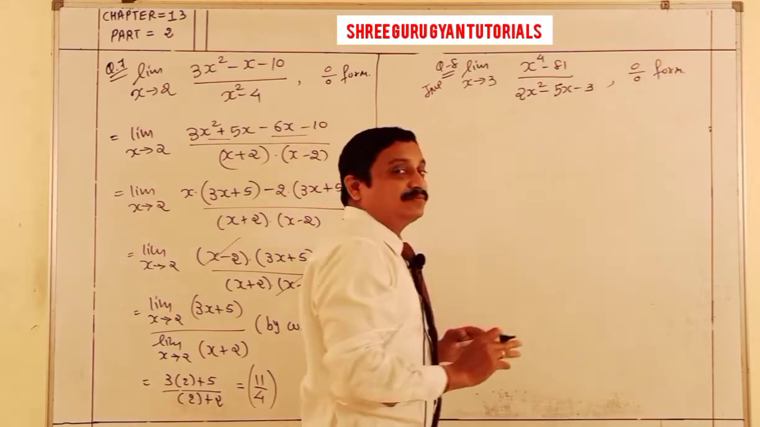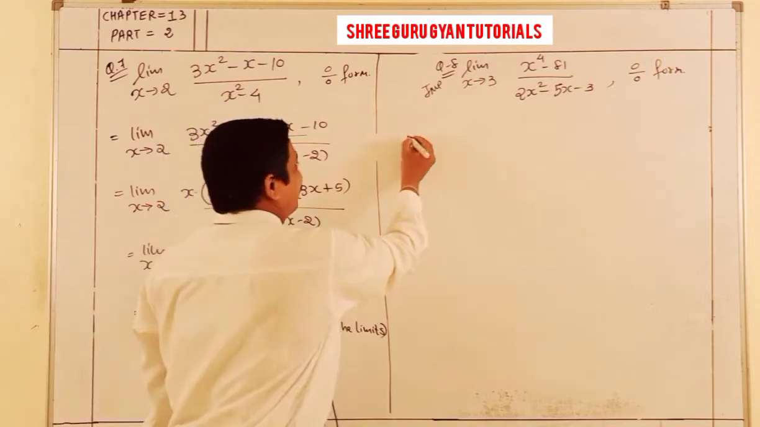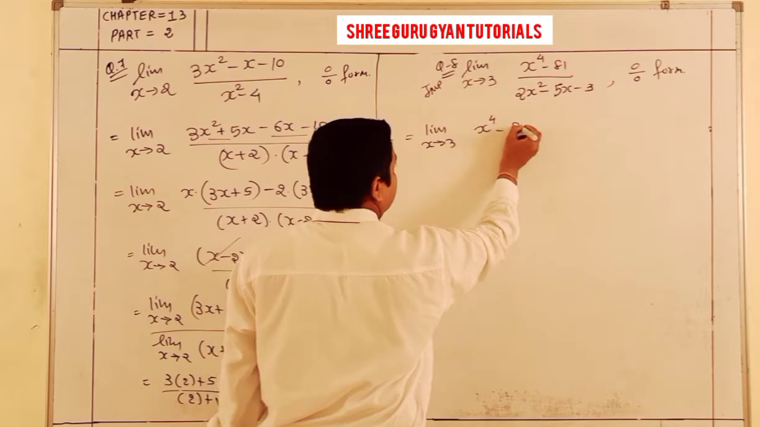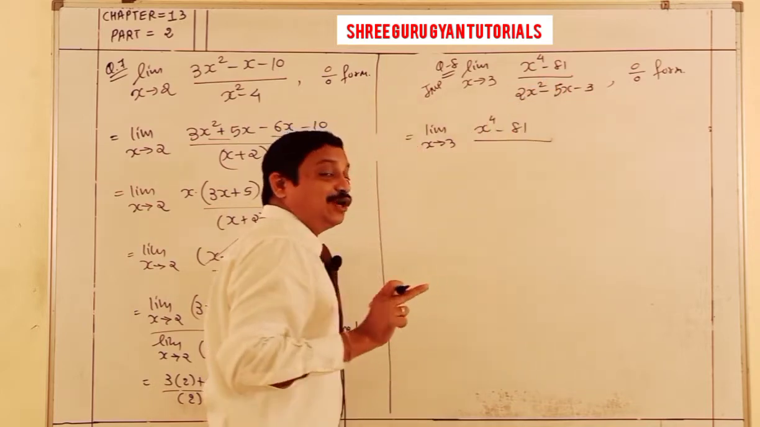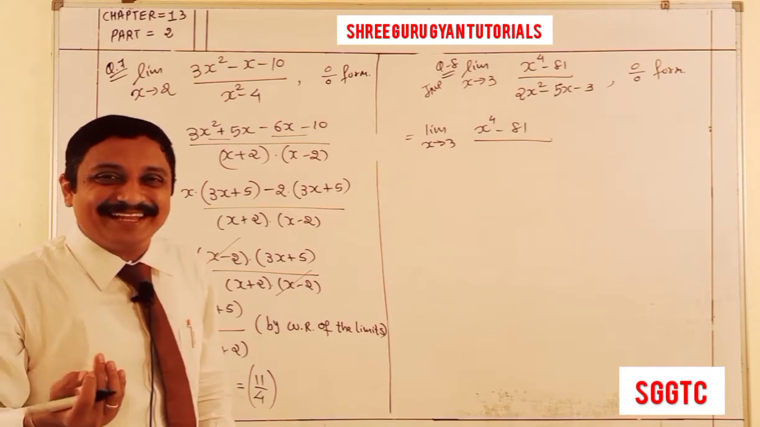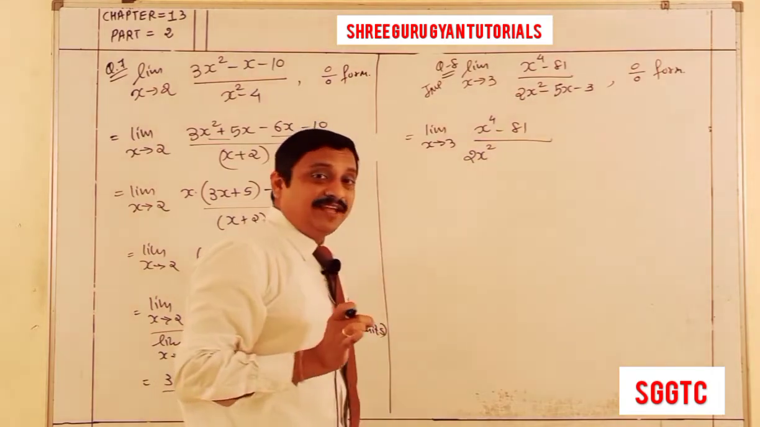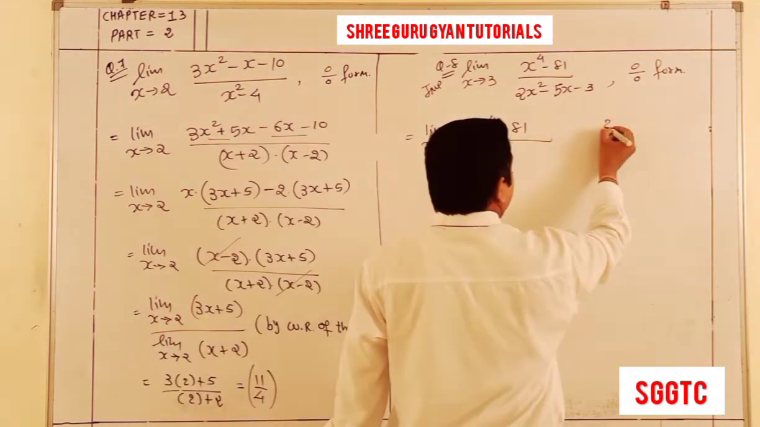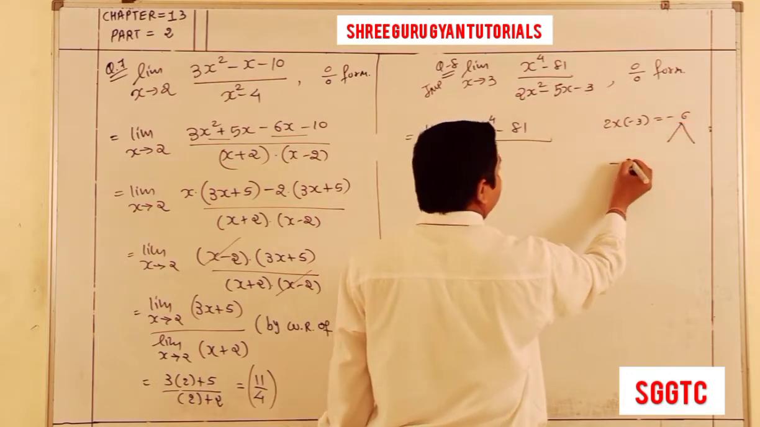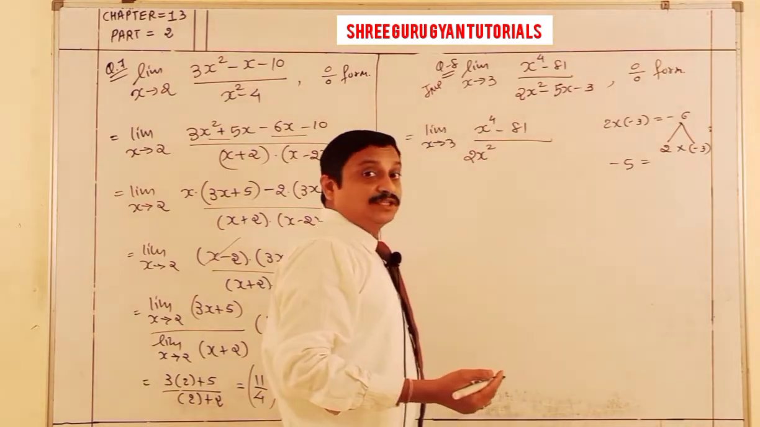So here definitely it's a 0 by 0 form, so you can't put the limit. So go to factorization, very easy. I just make the factors for the denominator. 3 twos are 6, but I want 5. So just apply splitting. Yes, 2x². If you take here 2 and 3, it is possible. 2 into minus 3 is minus 6, but I want minus 5.